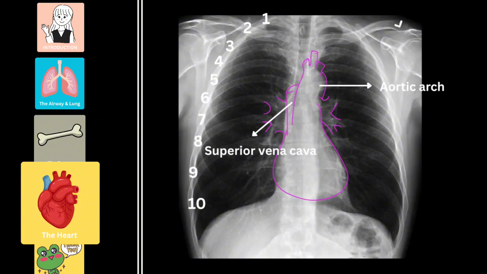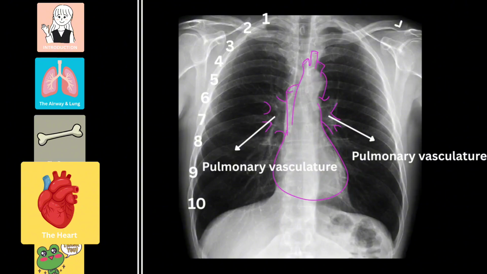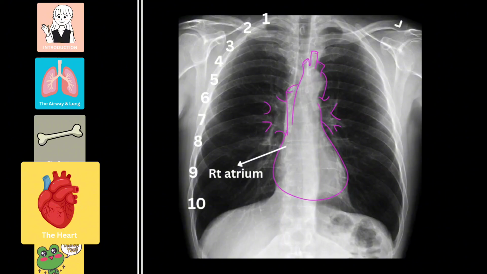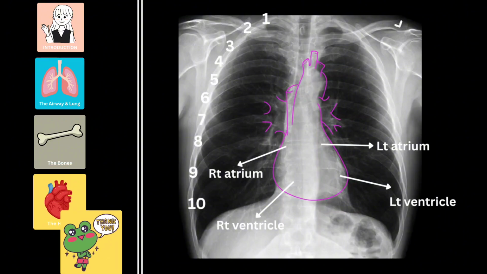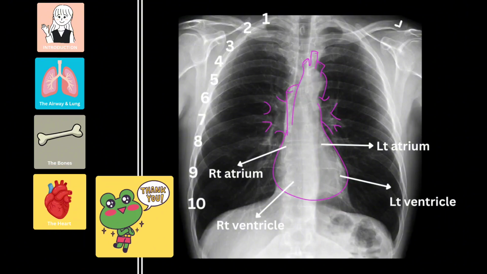Here, you'll see the superior vena cava adjacent to the aortic arch, flanking the heart. You will see pulmonary vasculature spreading out into the lungs. And here you will see the chambers of the heart, the right atrium, the right ventricle, the left atrium, and the left ventricle. So, that's the basic overview of the anatomy of the chest X-ray.